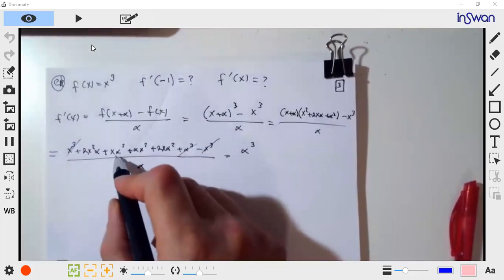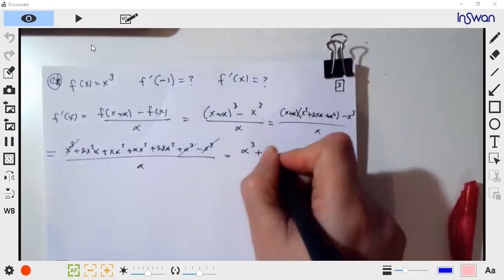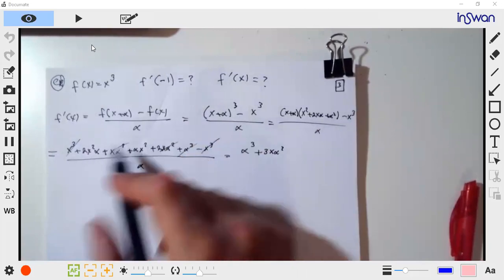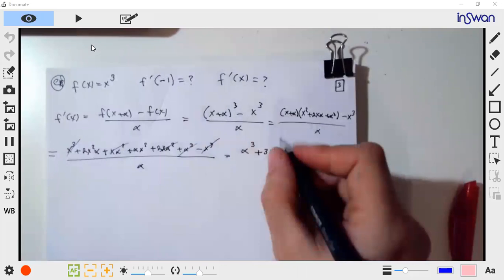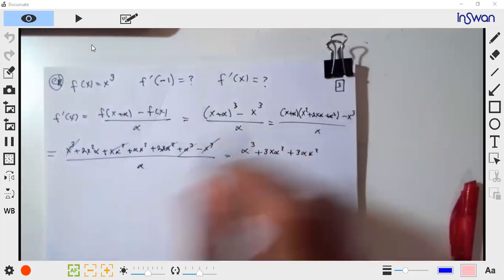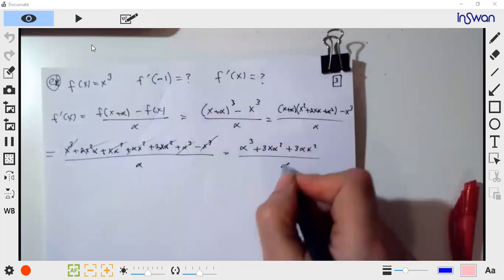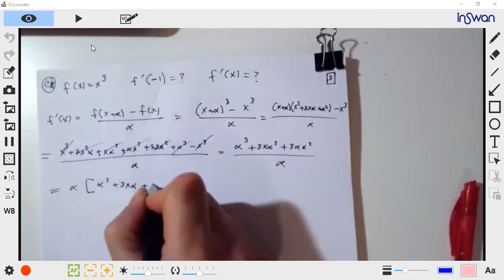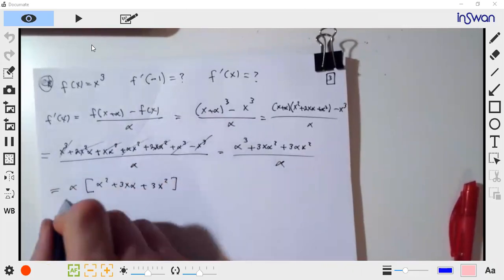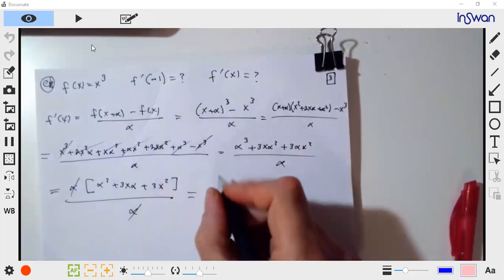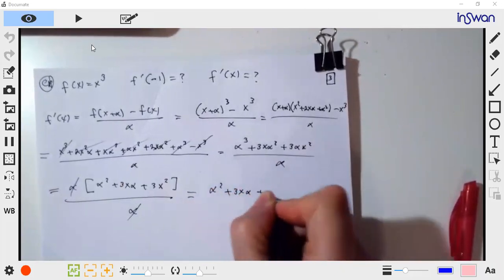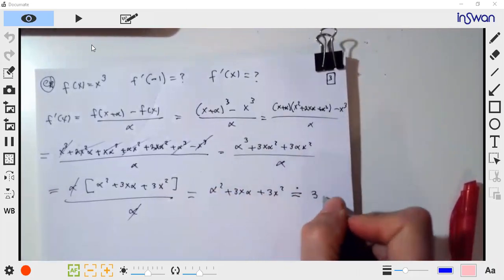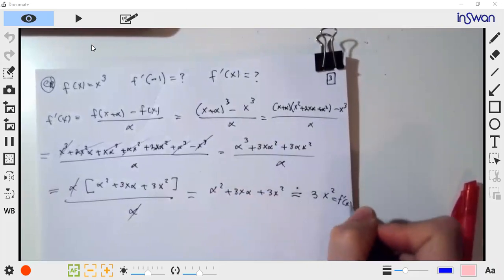We have an x alpha squared and a 2x alpha squared, which gives us a 3x alpha squared. And what about the alpha x squared terms? We have an alpha x squared and a 2 alpha x squared. So this gives us a 3 alpha x squared. All over alpha, we can factor out an alpha. So we get alpha squared plus 3x alpha plus 3x squared all over alpha. Cancel the alpha out. So then we get alpha squared plus 3x alpha plus 3x squared. Notice that this renders the real result 3x squared. This is our f prime of x.